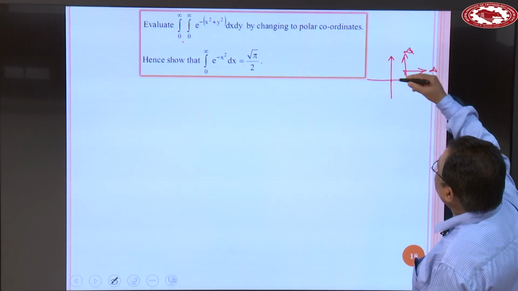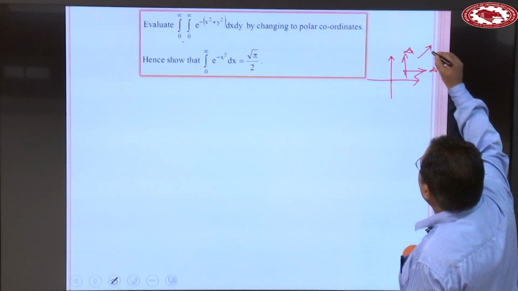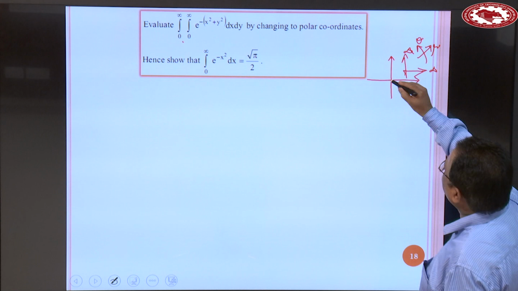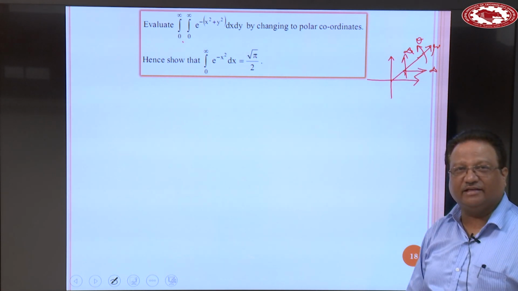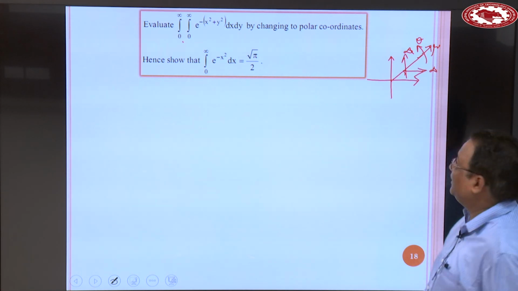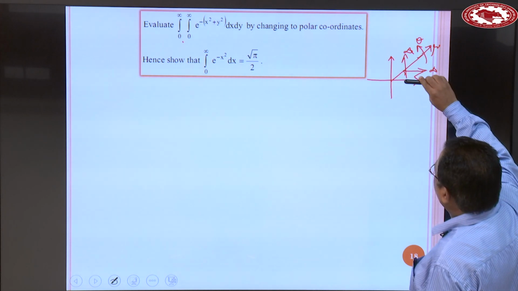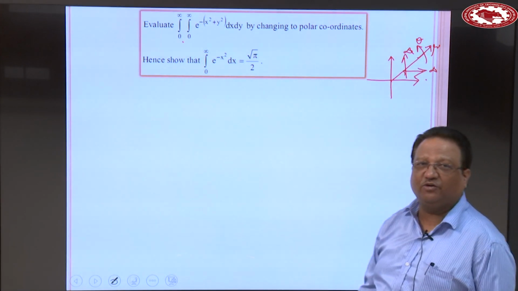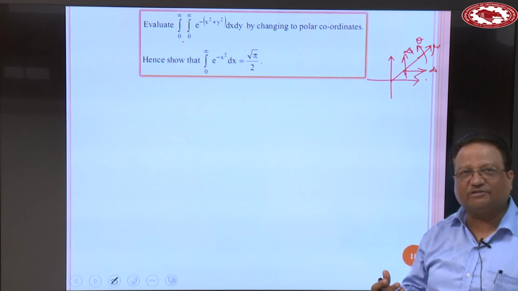When we change this problem to polar coordinate system, this one is r and this direction is theta. So r varies from 0 to infinity. Now at this position theta is 0, but at this position theta is pi by 2. So that is the limits of the problem.